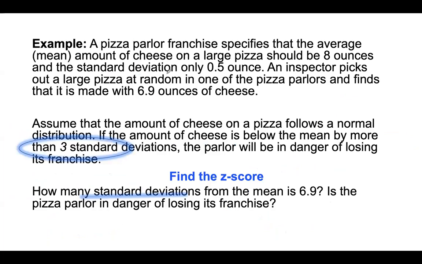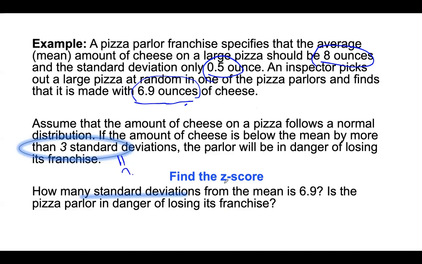So a pizza parlor franchise specifies that the average mean amount of cheese on a large pizza should be about 8 ounces, and the standard deviation only about 0.5 ounces. An inspector picks out a large pizza at random in one of the pizza parlors and finds that it is made with 6.9 ounces of cheese. Okay, so assume that the amount of cheese on a pizza follows a normal distribution. If the amount of cheese is below the mean by more than 3 standard deviations, this parlor will be in danger of losing their franchise.